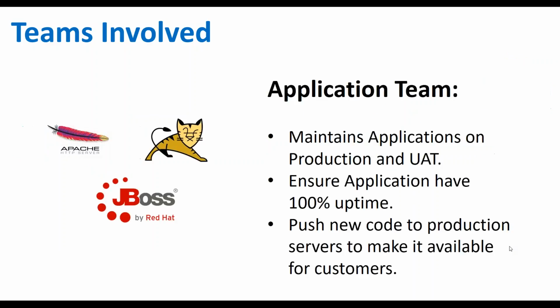Now let's talk about the next level of team which comes into the picture, which is the application team. What does this application team do? This application team maintains the applications on different environments like UAT, production, SIT, and some other environments. These environments are usually managed by your application team, not the complete environments, only the environment with respect to the application.